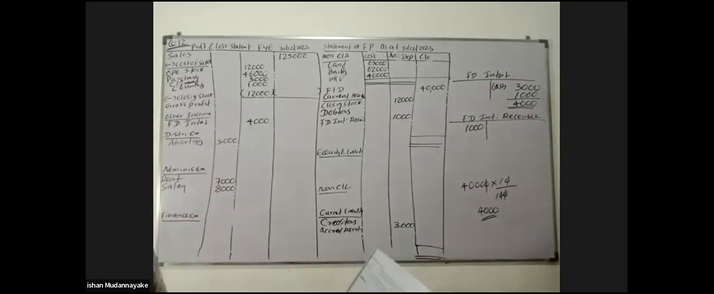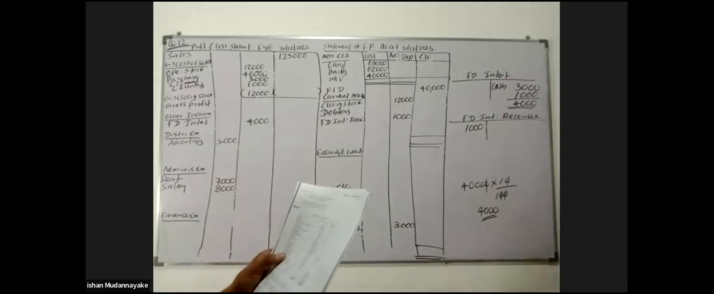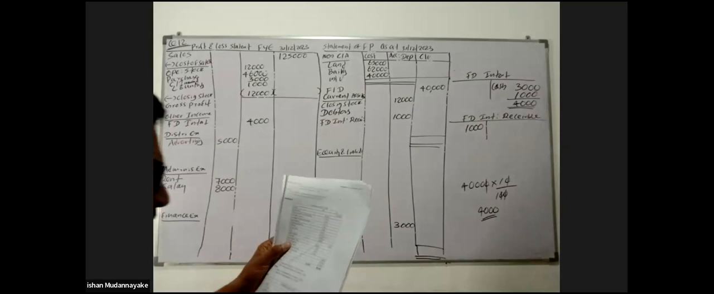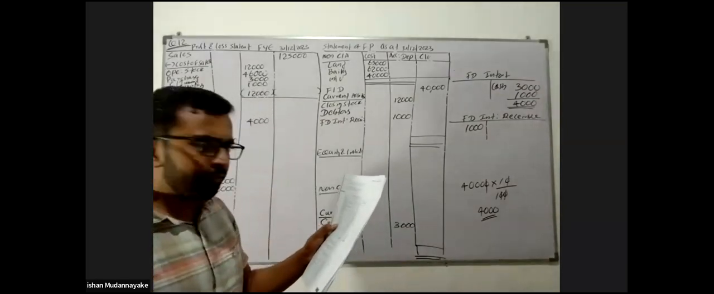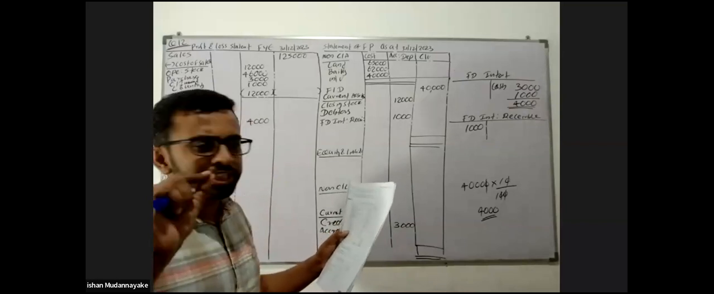Fixed deposit interest 3,000. FD 10%, 40,000, right? Okay, done. Interest expense 4,000. It means already paid interest expense.